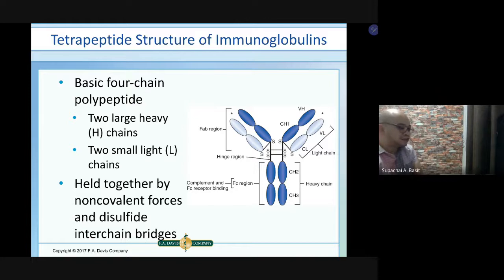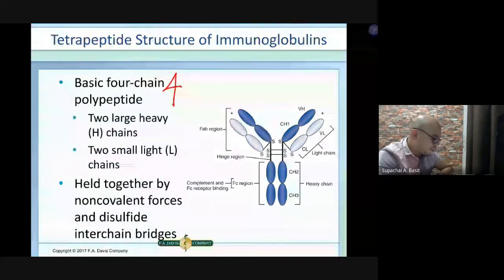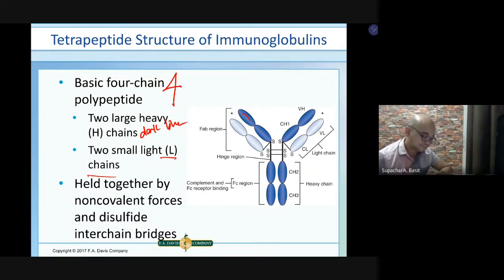So this is the tetrapeptide structure of immunoglobulins. In the illustration a while ago, you noticed that antibodies are made up of 4 polypeptide chains. We have 2 large heavy chains, the ones in dark blue, which we call the heavy chains. And then we also have 2 small light chains. They are held together by non-covalent forces or the disulfide interchain bridges. Let me take note of the fact that when we say interchain, it is between the heavy and light chain.